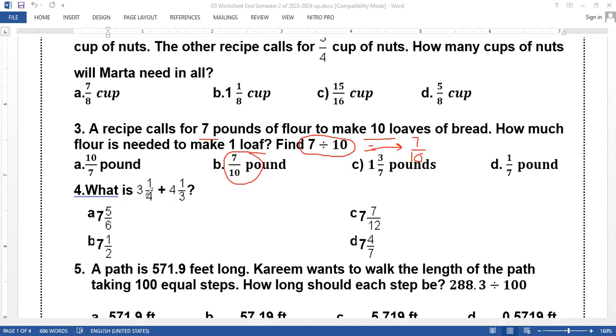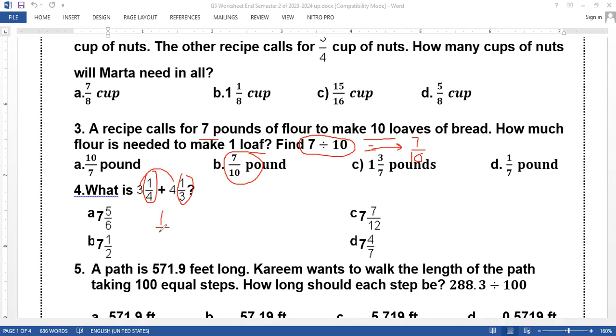What is 3 1/4 plus 4 1/3? How do we add mixed numbers? To add mixed numbers, we add the fractions first, then we add the whole numbers. So I start with the fractions 1/4 plus 1/3. I ignore the whole numbers in the beginning.